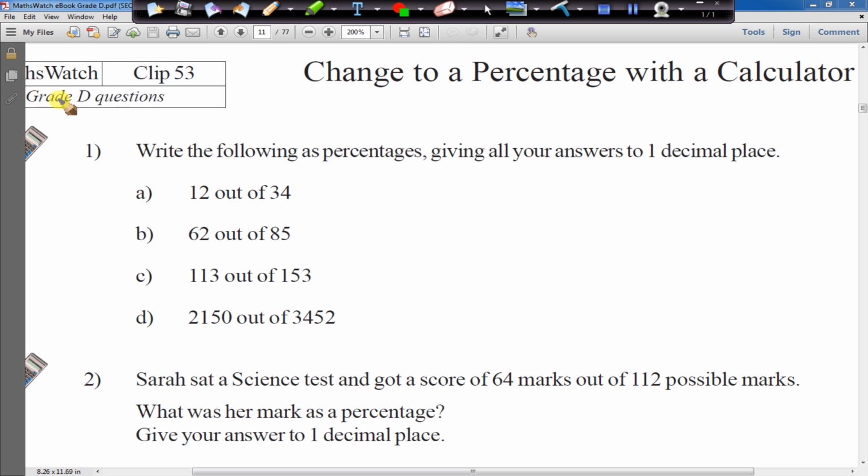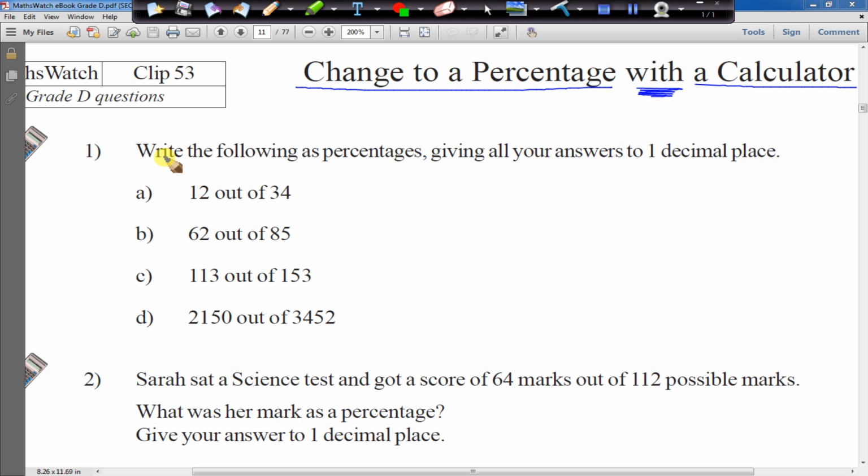Looking at the Maths Watch Grade D questions. It's clip 53, change to a percentage. So we're changing a situation into a percentage with a calculator, practicing calculator technique. First of all, I'll show you how we actually set it up before we jump on the calculator.